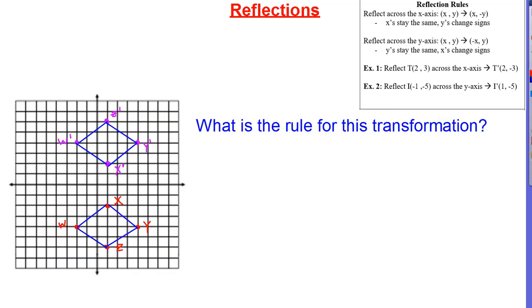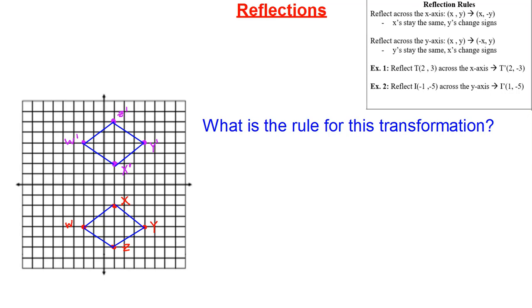Let's go through one more example. Let's say that I give you this image. I want you to figure out what is the rule for this transformation. So remember, the rule should be written in this format over here. We're going to have x and y is going to translate to what's happening here. What's happening here?